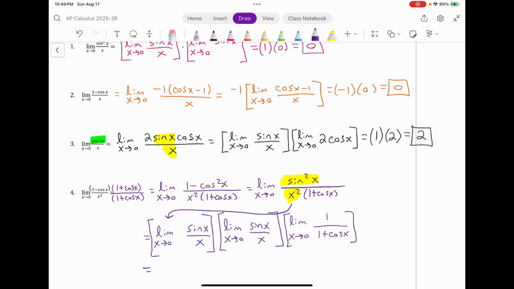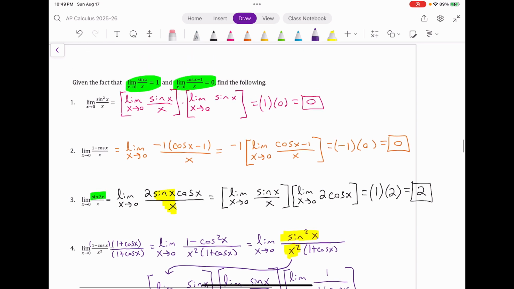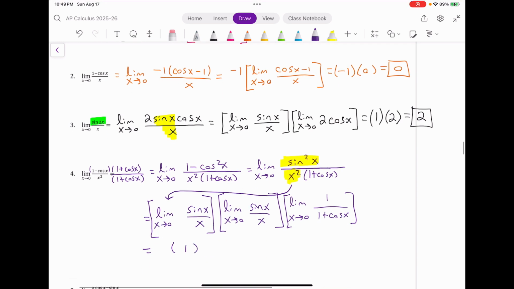So what do we have? Okay, so the given limit, being these first 2, it's just 1. So we got 1 times 1. And then the limit as x approaches 0 for 1 over 1 plus cosine x. We can just plug in 0 here. And so cosine of 0 is 1. So 1 plus 1 is 2 in the bottom. So we get a half on that last limit. So that multiplies to get us 1/2.